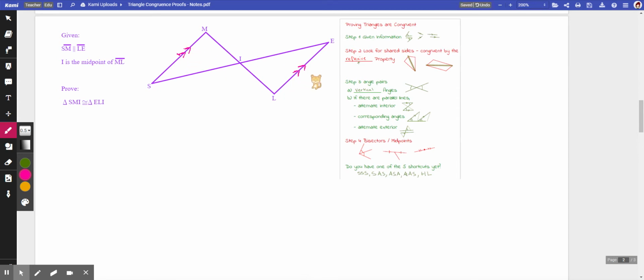Two arrows means those two segments are parallel to each other. If I had another pair of segments that was parallel, I'd put a different number of arrows. I could put one arrow, I could put three arrows, whatever makes me happy.